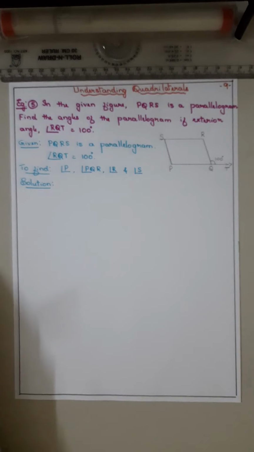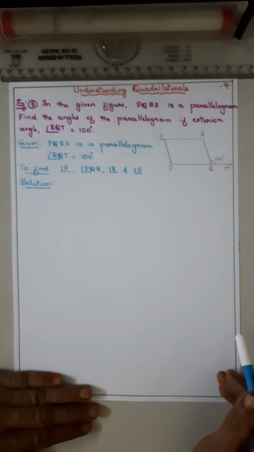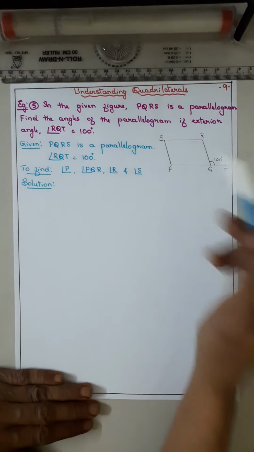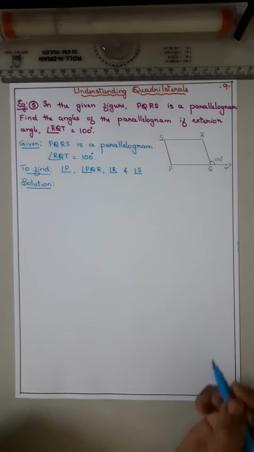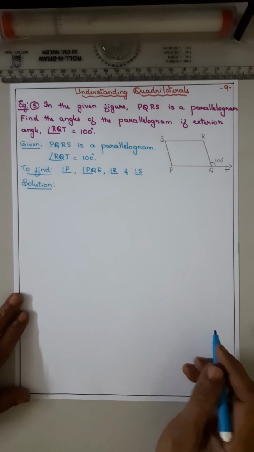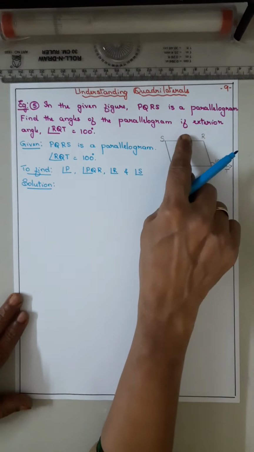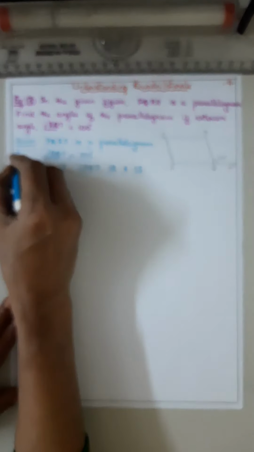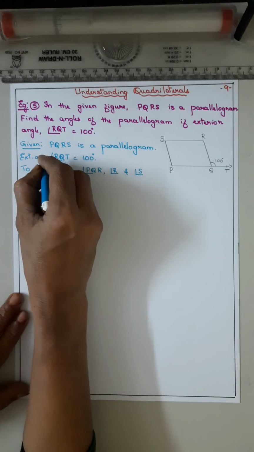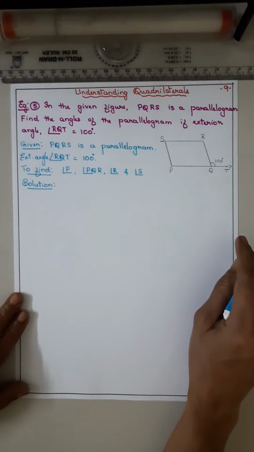Now coming to example 5. In the given figure, PQRS is a parallelogram. Find the angles of the parallelogram if the exterior angle RQT is equal to 100. So here one of the angles is not given. They have given the exterior angle. So first you write: given PQRS is a parallelogram and exterior angle RQT is equal to 100.